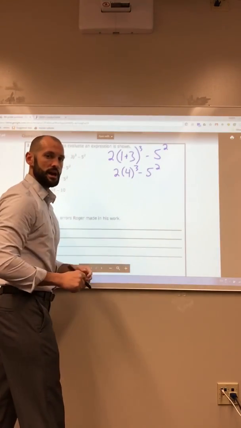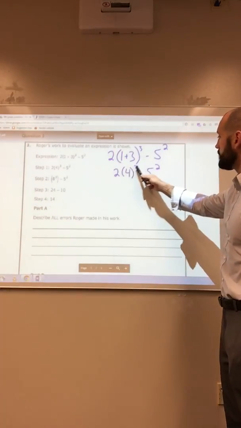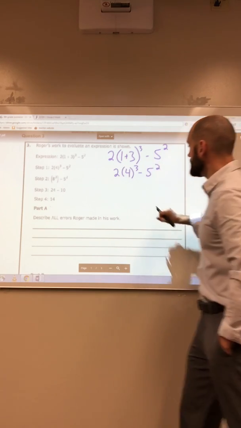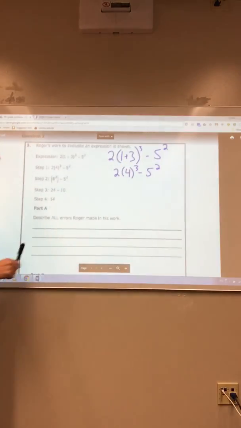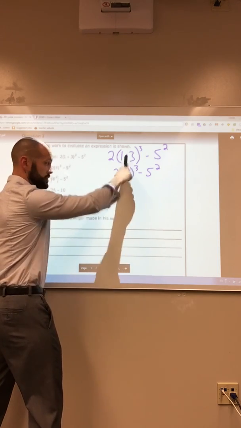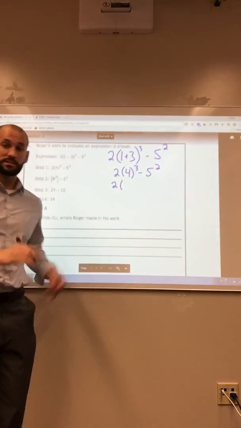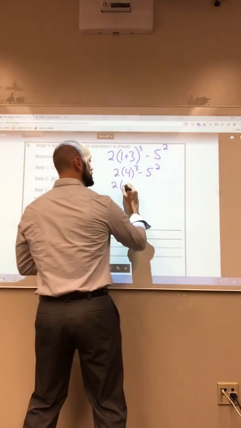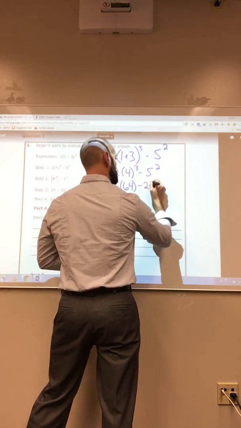What next? What next? PEMDAS, the E, exponents. So what I'm looking at now is my exponents. So I need to do 5 squared, and I need to do 4 cubed. All right? Now, one thing that I recommend is when you write this next step, and we already did it once, always check. So if I do 4 cubed, that's 4 times 4 times 4, right? You multiply it by itself 3 times, you get 64. Minus 5 squared, which is 25.